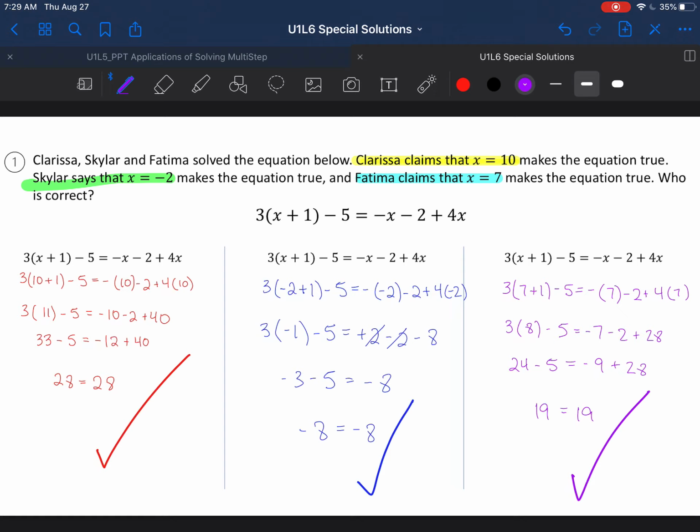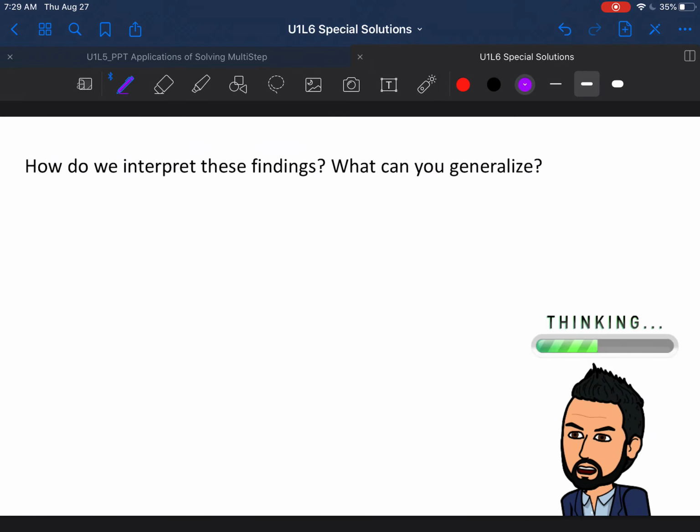Why is this so? It says that every single person is correct: Clarissa, Skylar, and Fatima. So let's check that out. What we're going to do is I'm first going to rewrite the equation, and then I'm going to solve it so we can see something that happens. Our equation was 3 times (x plus 1) minus 5 equals negative x minus 2 plus 4x. Alright, let's see what happens when we solve this equation.